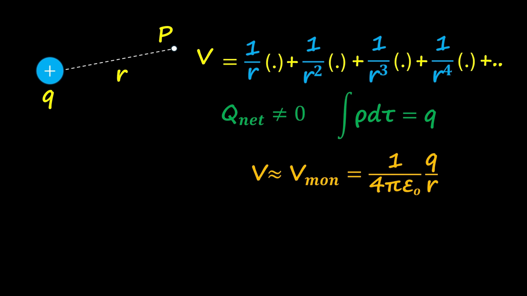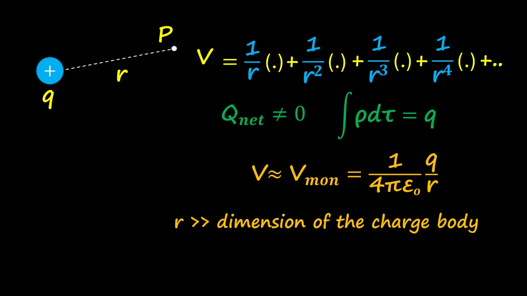But this approximation will be better, or will be close to the true value, only when the contribution of the remaining terms is very, very small. That is, the distance r is much, much greater than the dimension of the charged body. And that is what we used to refer to as the point charge.